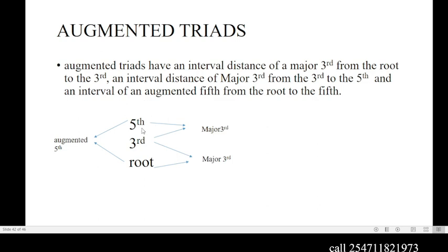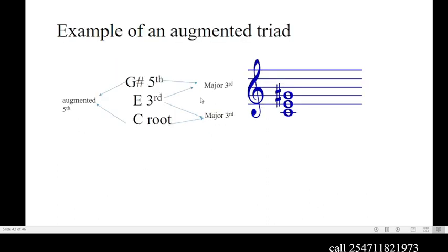Now, to construct an augmented triad, you just need to know that from the root to the third, you have an interval distance of a major third. From the root to the fifth, an augmented fifth. And from the third to the fifth, a major third. That will be an augmented triad.